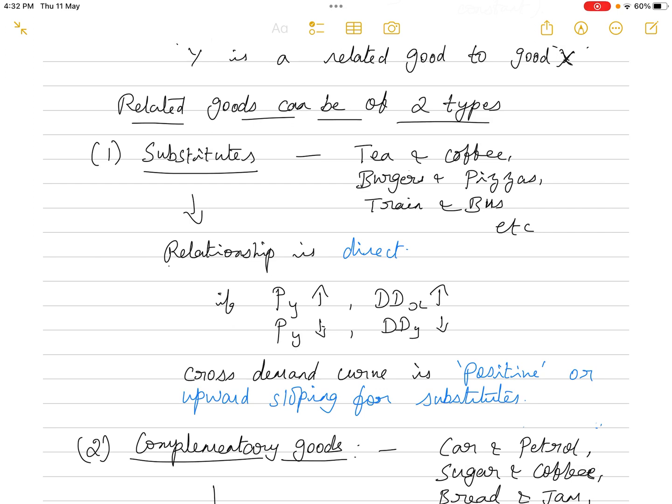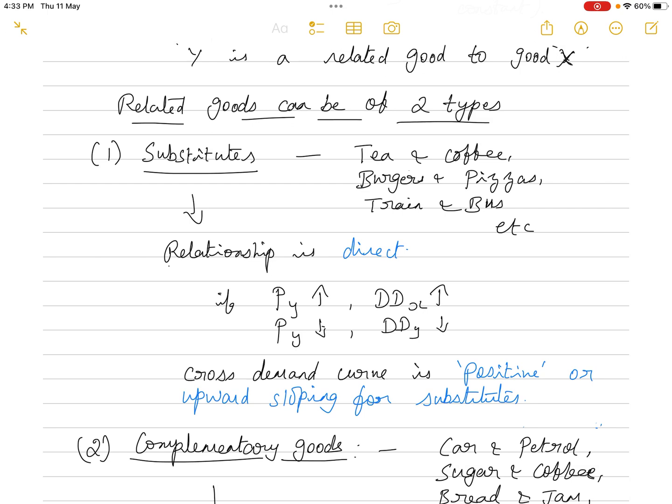If you are taking tea as commodity X, the related commodity for tea is coffee, that is commodity Y. If you are taking burgers as commodity X, the related commodity is commodity Y, that is pizzas. If the service train is taken as X, then the related service is the bus, that is service Y. These are commodities which are substitutes. The consumer can either consume tea or coffee. Nobody is going to consume both together, isn't it? The consumer can consume either burgers or pizza. The consumer can travel either by train or by bus.